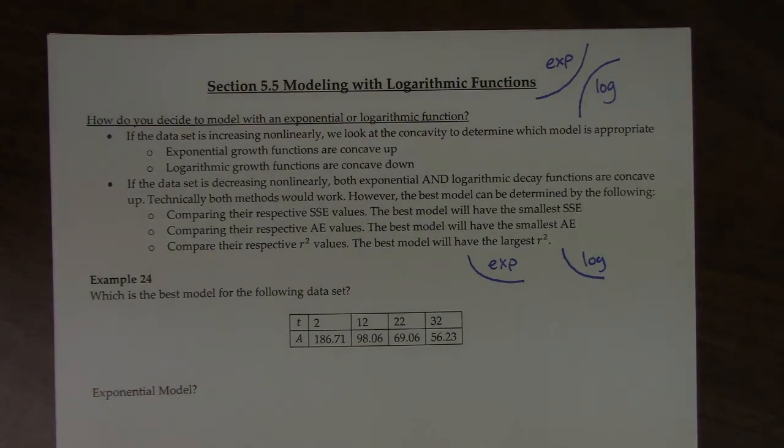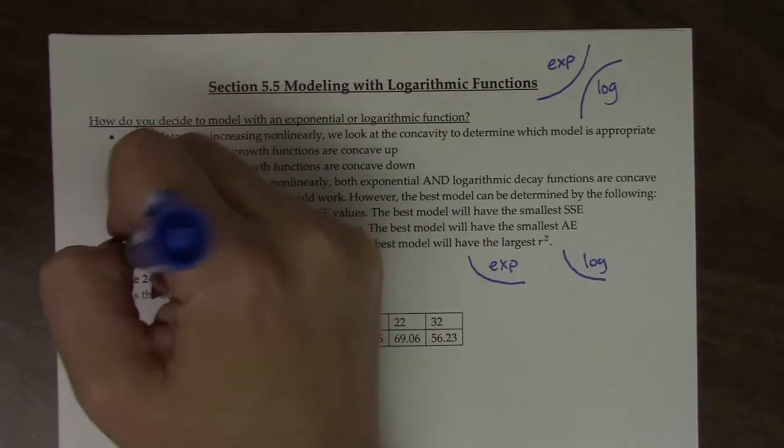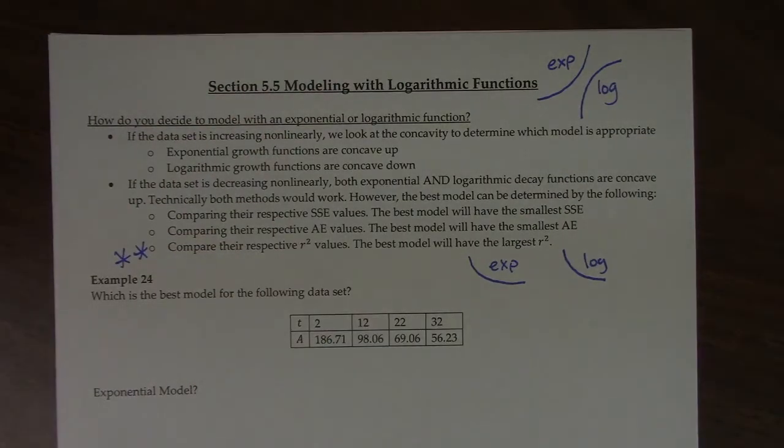You could compare their average errors, and you want the smallest average error. But once again, that's an extra step in addition to building the sum of squares. Or the easiest way to do it is compare their R squared values. The one with the largest R squared is going to be the best model. So I actually recommend this method because if you're not actually asked to calculate the SSE, it's a multi-step process that's not necessary, but R squared pops right out of the model when the model's given.